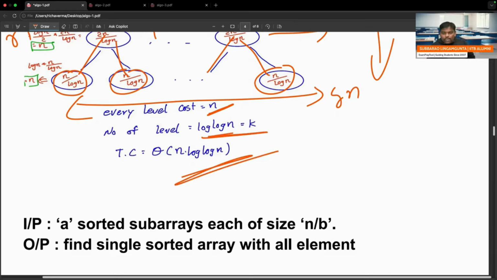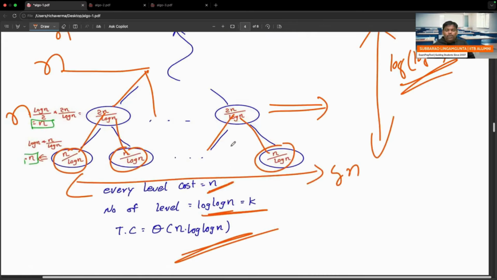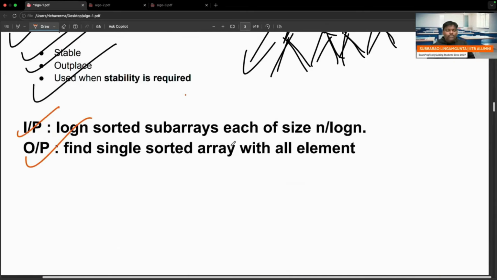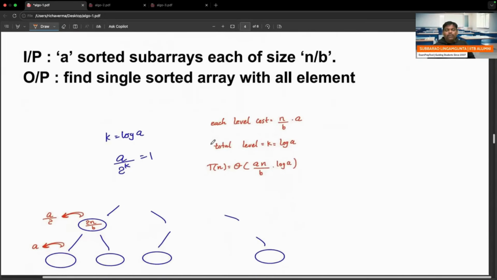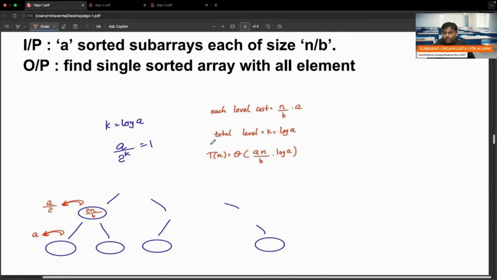Someone is saying hello, sir. Hi, hello. I think this problem we already did in the classroom. Just see, the purpose of short notes is covering the main points one time. Other than this, that is the purpose of short notes. Right? Input: a sorted subarrays, each of size n by b.